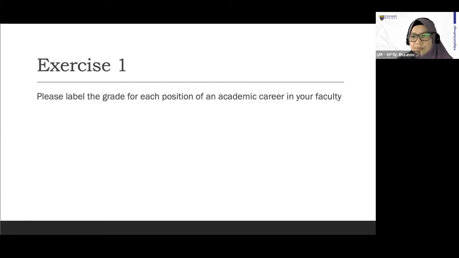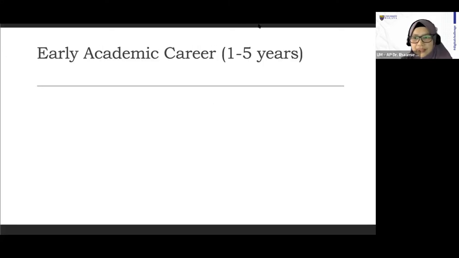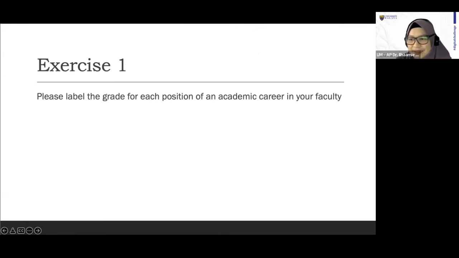This is our first exercise. Can you please label the grade for each position of an academic career in your faculty? You can jot down your reply in the chat room. We are waiting for the participants to answer the question. What is the grade for each position of an academic career in your faculty?